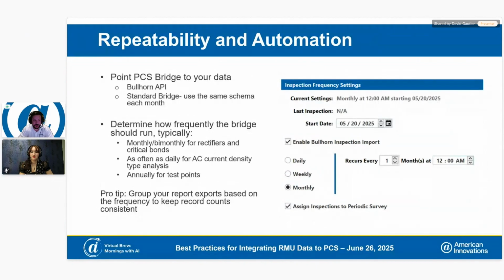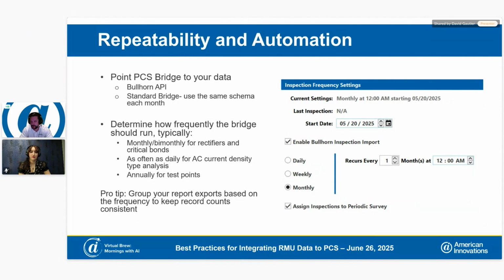First things first, with the Bullhorn API, you can fully automate it based on an interval of your choosing. Typically, what you're going to want to do is like the example I gave on the last slide for rectifiers. For monthly or bi-monthly readings, you're going to run those every month or every 2 months, however often you need, and your automation is going to align with that, right? And then for AC type readings where you need more data, you're going to run that maybe even on a daily or weekly basis, as often as you need the data.